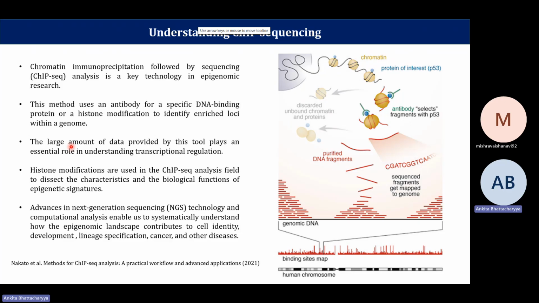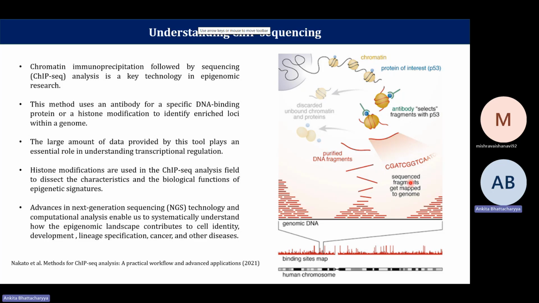But this large amount of data plays an essential role in understanding transcriptional regulation and histone modifications. They dissect the characteristics and the biological functions of certain epigenetic signatures which might be of your interest. And NGS has made this entire process a lot more smooth and a lot more, well, let's call it affordable in today's time, making it a doable technique in the recent past.